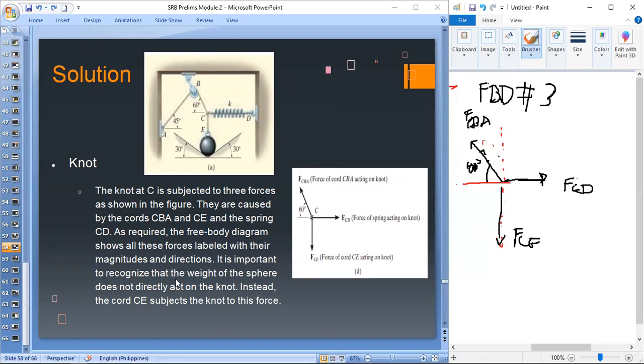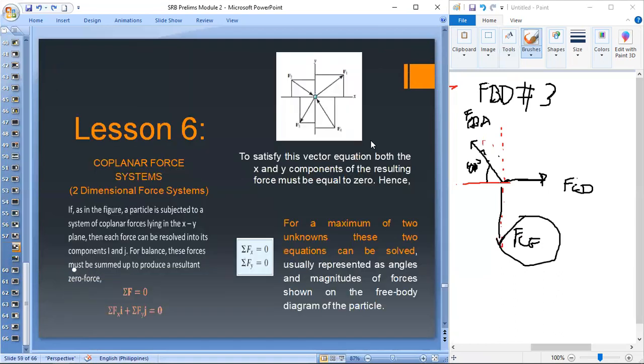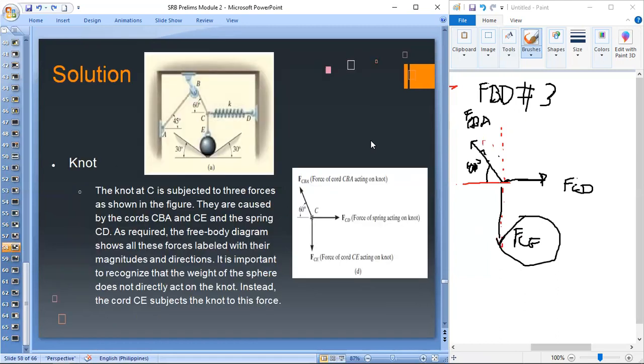So, yun na yun, it's for that to recognize that the weight of the spear does not directly act on the knot. Instead, the cord CE subjects the knot to this force. Ito lang yung may force ka kasi yung pababa siya. Okay, so dito, maghati-hati ka na. Kasi nga, iba yung tension na naranasan dyan. Kasi, distribute na siya dito sa FCB and sa FCB mo. Okay? So, yun yung concept niya.